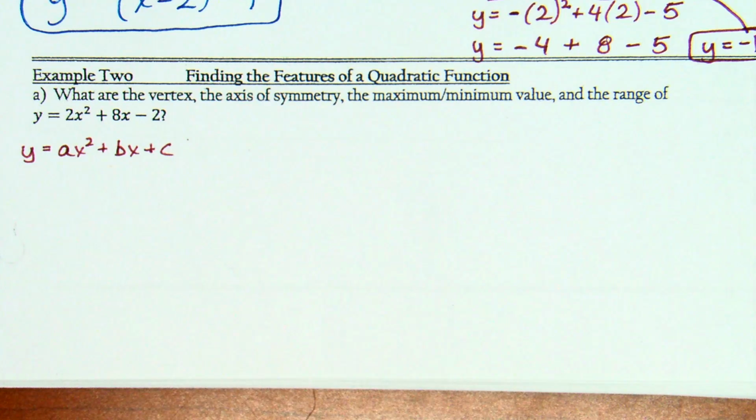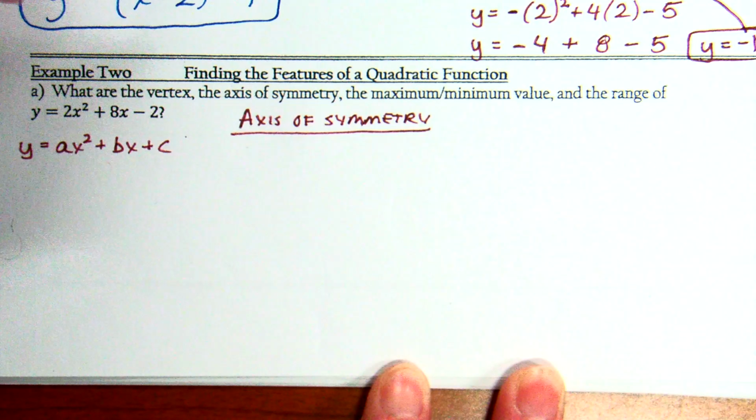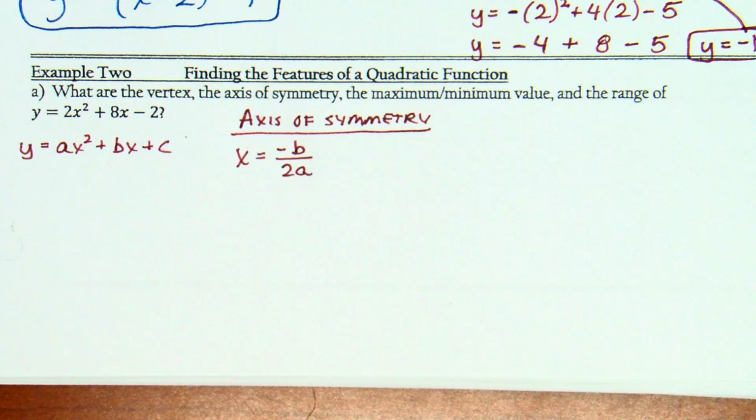Negative b over 2a. X equals negative b over 2a, which you may not choose to write down, but officially, what are my ABCs? A is 2, B is 8, C is -2. As I said, you may not choose to write those down, but for teaching purposes, I write them down.